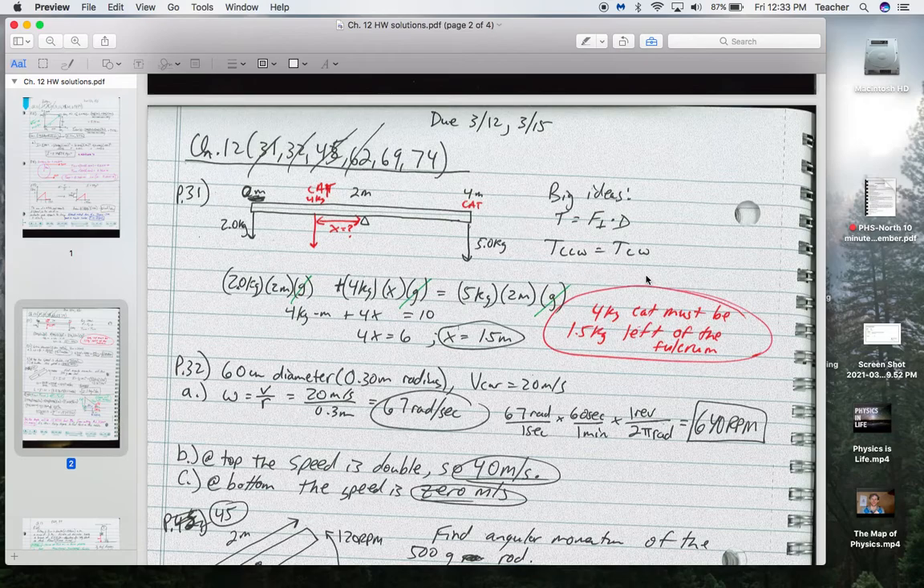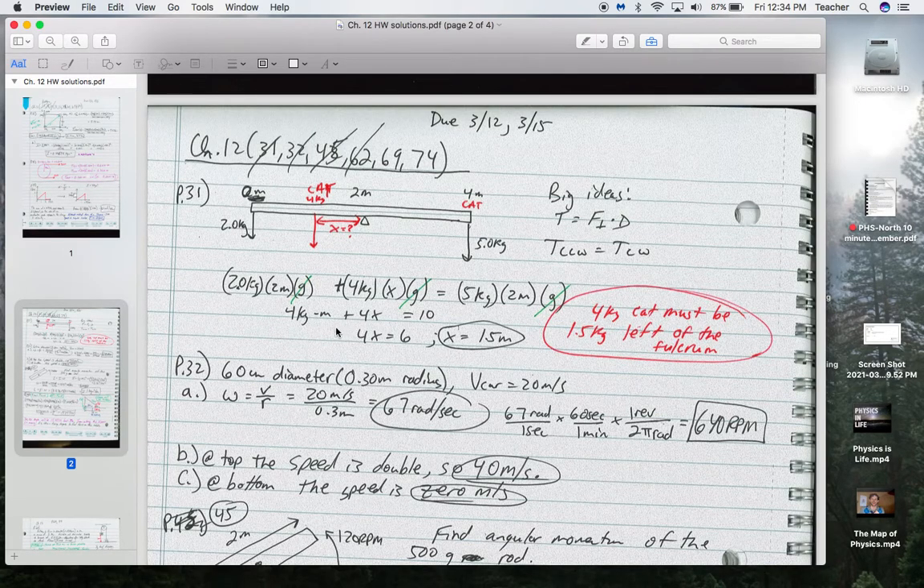Big ideas: torque is equal to perpendicular force multiplied by d, or r, the distance from the fulcrum. Counterclockwise torque equals clockwise torque for a system in rotational equilibrium. So in this case, I've got 2 times 2 meters times g, that's over here, plus 4 kilograms times, we don't know what distance, times g, causing this torque over here. That would equal the 5 kilogram cat 2 meters away times g, which would be the clockwise torque.